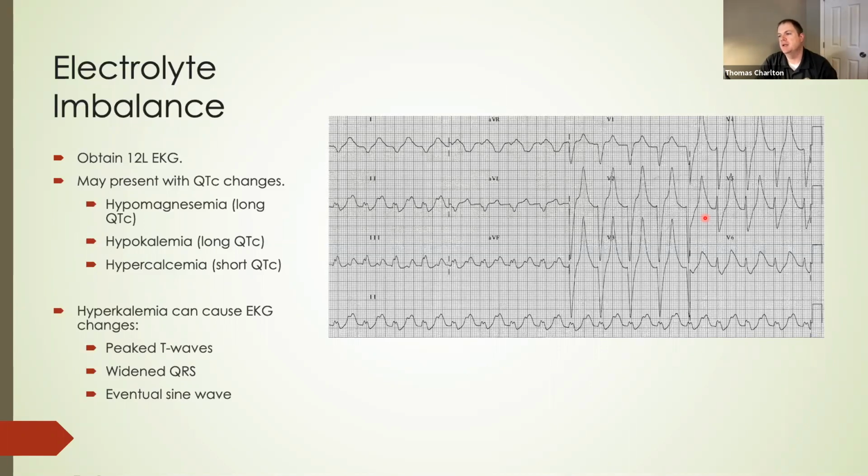Hyperkalemia is probably the biggest one that we need to watch for, especially with the elderly population or with the dialysis patient. These folks will develop an EKG like this, where you have these large peaked T waves that are almost like daggers sticking up. If you notice, you're also going to have this widened QRS. This QRS is super wide, and it looks like it's even potentially wider out here in the inferior leads.